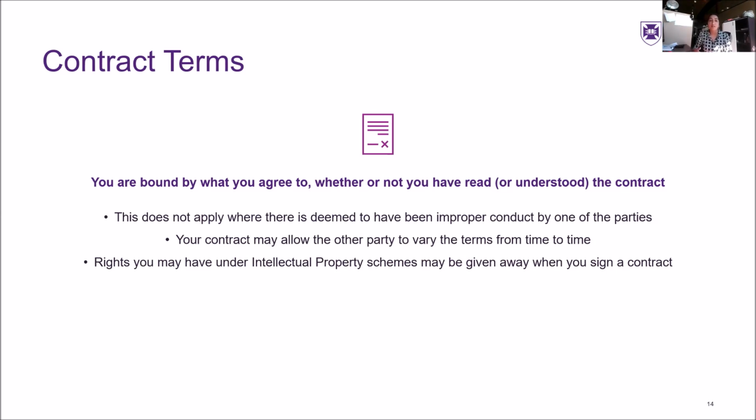So it's worth noting. And just because you have rights under other schemes doesn't mean that your contract can't give away such rights. I've just included the example here that rights that you have under intellectual property schemes can be given away when you sign a contract, but we'll talk about that in a bit more depth towards the end of the presentation.